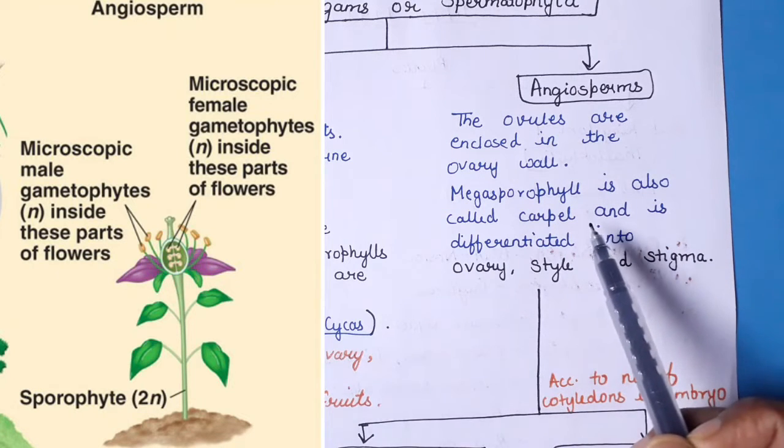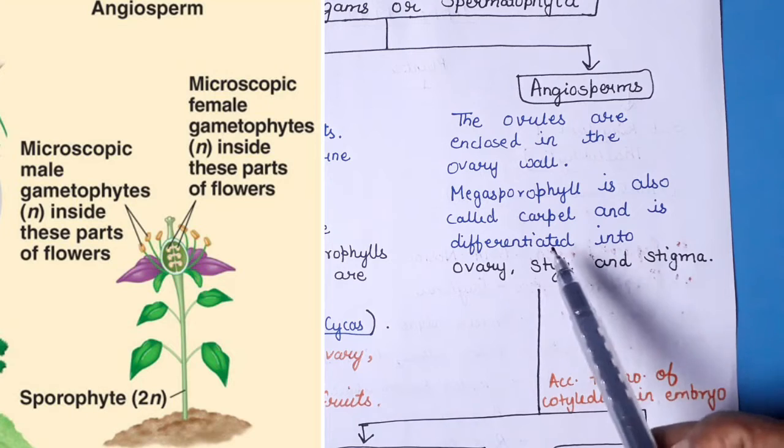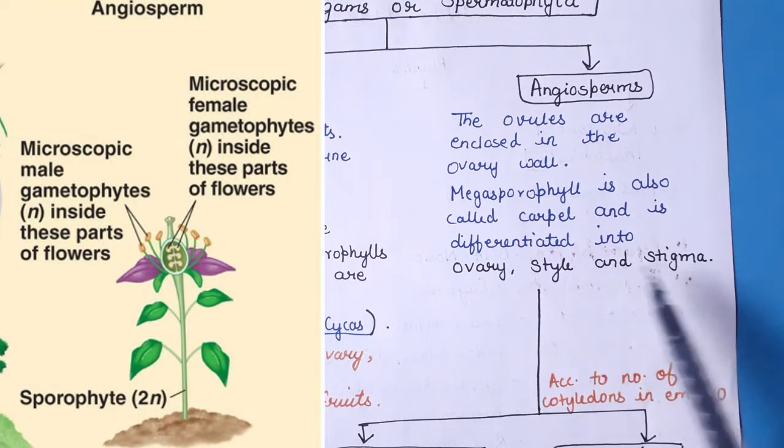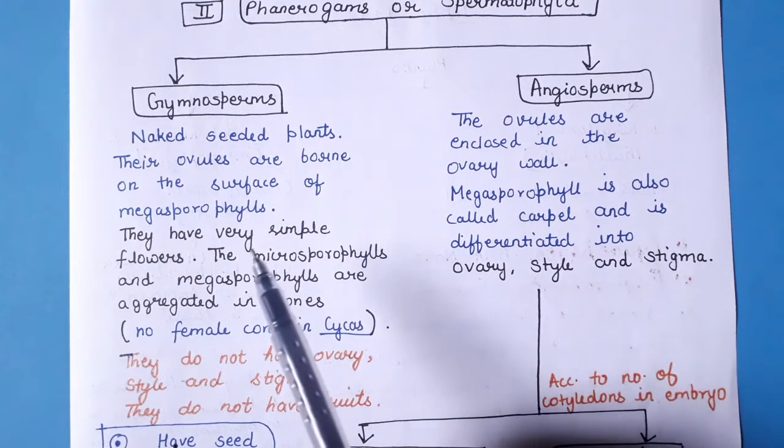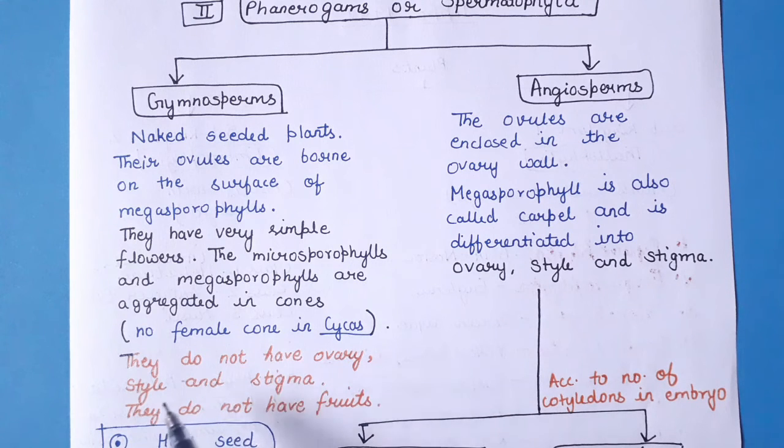Megasporophyll is also called carpel and is differentiated into ovary, style and stigma. So the major difference here is, in the case of gymnosperms, ovary, style and stigma are absent. However, in the case of angiosperms, they are present.